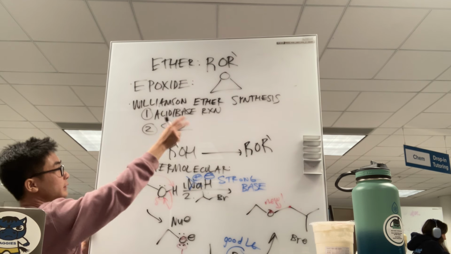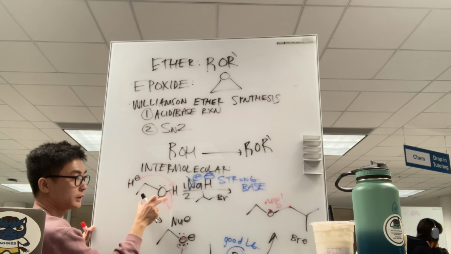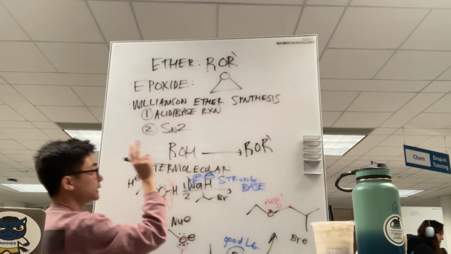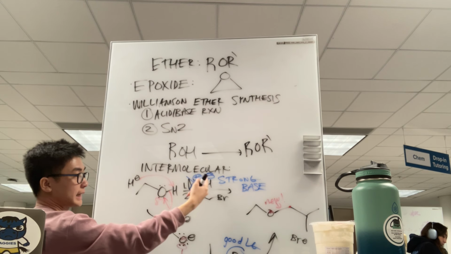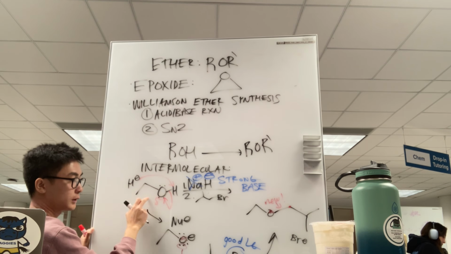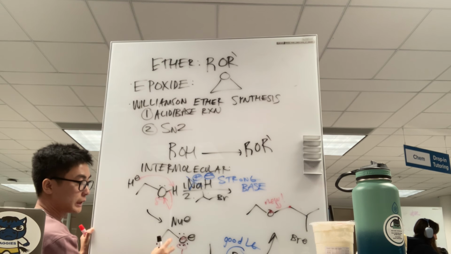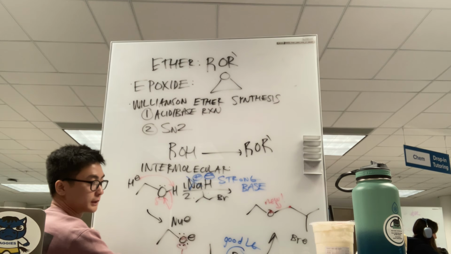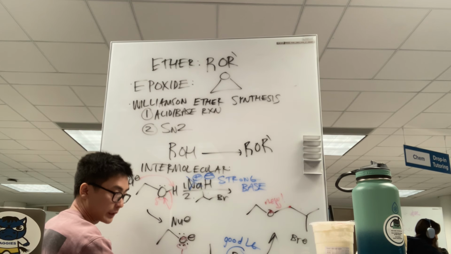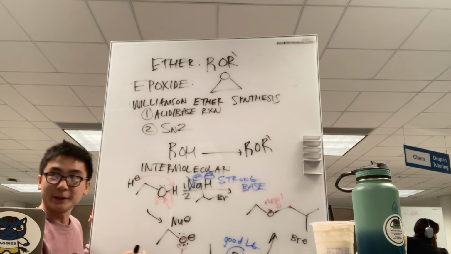So this is Williamson ether synthesis because we started with an alcohol and then we ended with an ether in 2 steps, 2 reactions. First step was an acid-base reaction where we deprotonated the alcohol to get the alkoxide ion, and then second step was SN2 where we used the alkoxide ion as a nucleophile to attack a primary substrate, haloalkane, to get our ether right there.